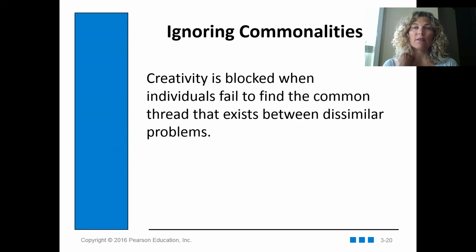The other one under this idea of commitment is ignoring commonalities. So creativity is blocked when individuals fail to find the common thread that exists between dissimilar problems. The microwave example that the book talks about is a great example of the inventor being able to connect two very dissimilar things that were happening, and really creating the microwave from that connection. But we actually have a solution for this particular block that we'll talk about in the next couple minutes.